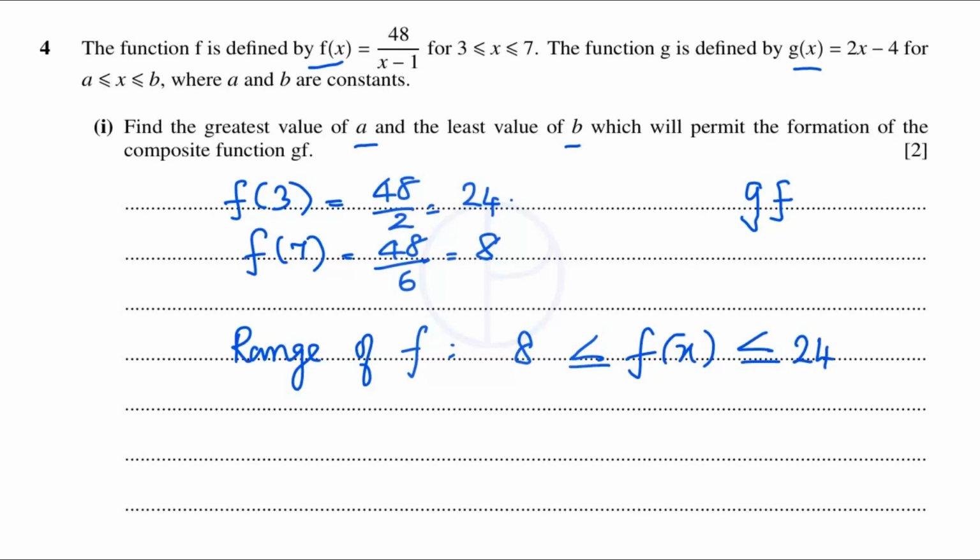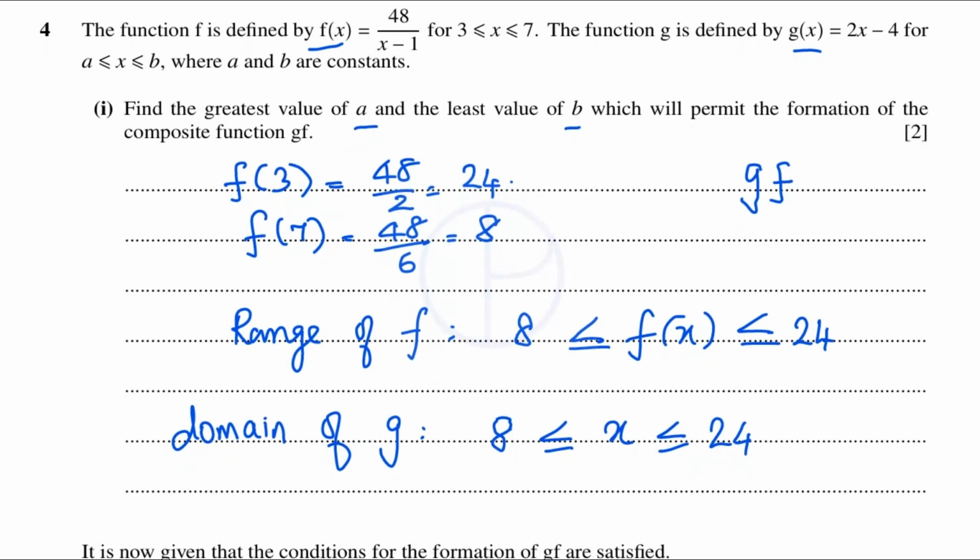So the values of a and b, which will permit the formation of the composite function gf, are given by 8 less than or equal to x less than or equal to 24. This will be the domain of g. Then only the composite function will be formed. So the value of a is 8 and b is 24.